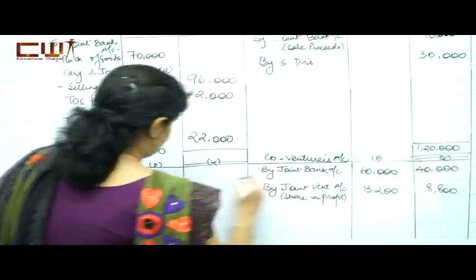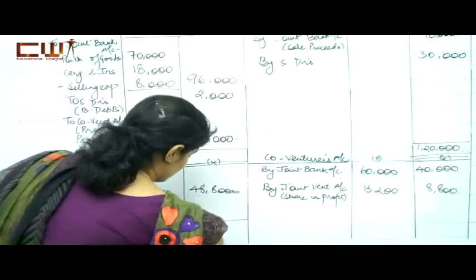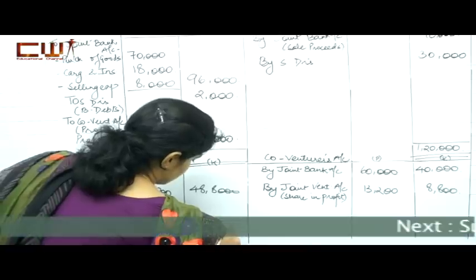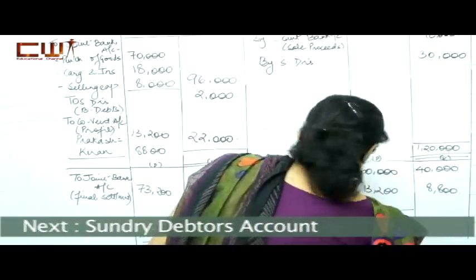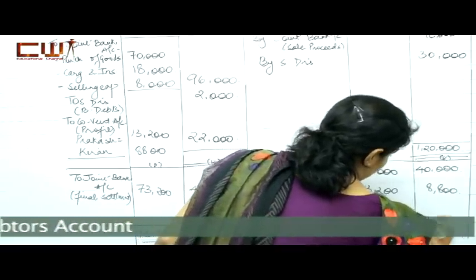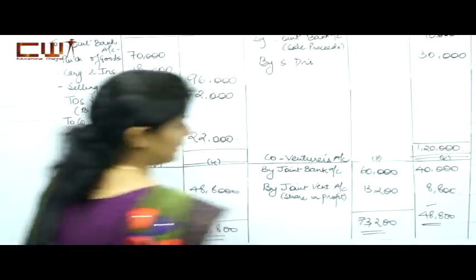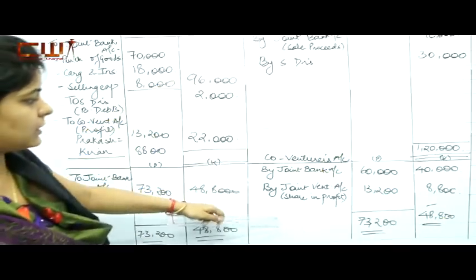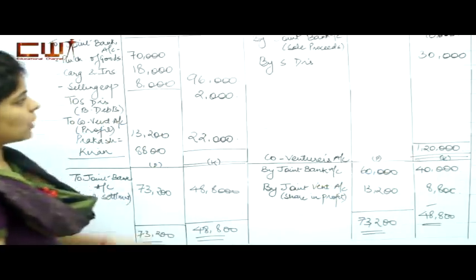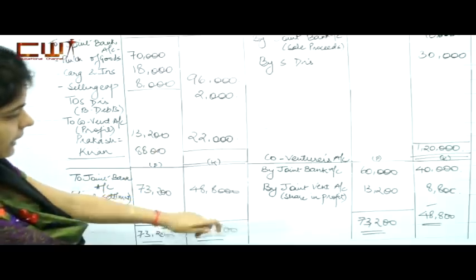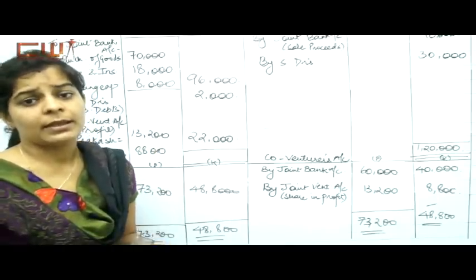This is 48,800. So you write here 48,800. Similarly, close it here also, 73,200 and 48,800. So this will be your joint venture account, and this is your co-venturers account, Prakash and Kiran's. So as you pass the entry here, you pass the entry here also simultaneously. Now we will prepare sundry debtors account and joint bank.